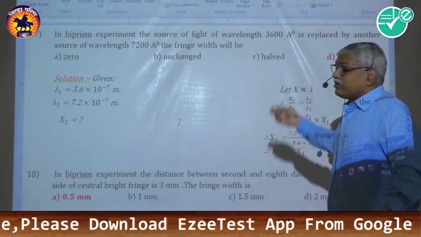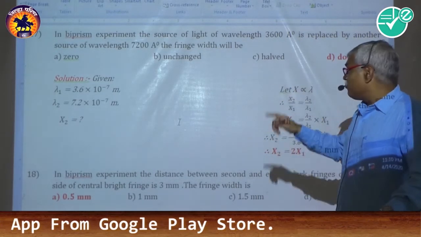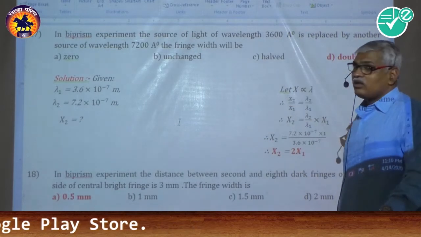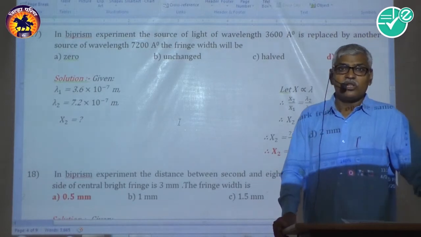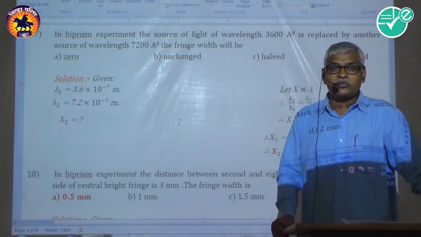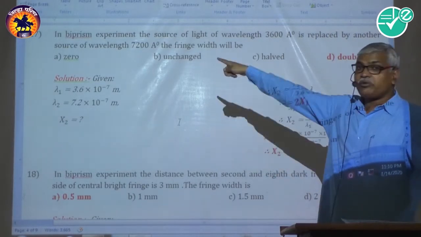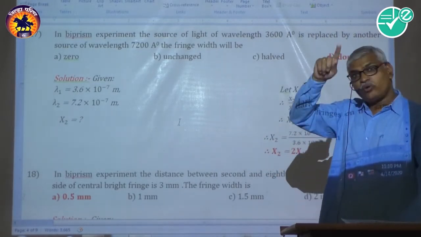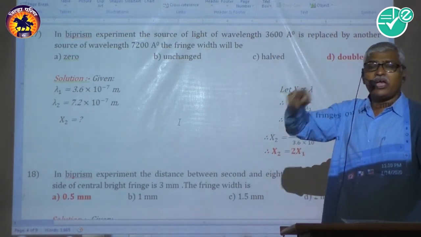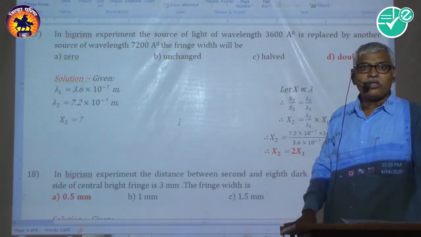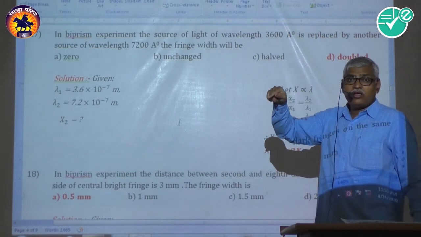The fringe width will be changing. We denote the first fringe width as x1 and for the second wavelength we denote the fringe width as x2. Then what is the relation between x2 and x1? Therefore, x2 is equal to question mark. Firstly, what is the relation between x and lambda? We know that x is equal to lambda D upon small d. This means that by keeping capital D and small d constant, x is directly proportional to lambda. Therefore, x by lambda is equal to constant.